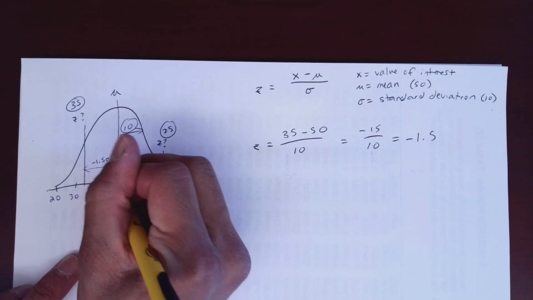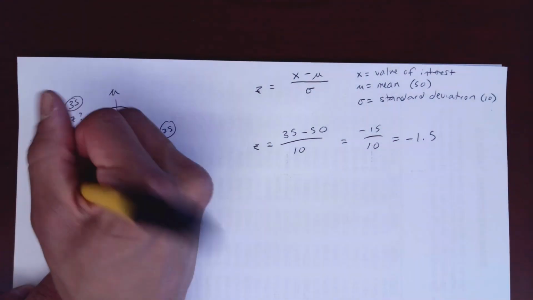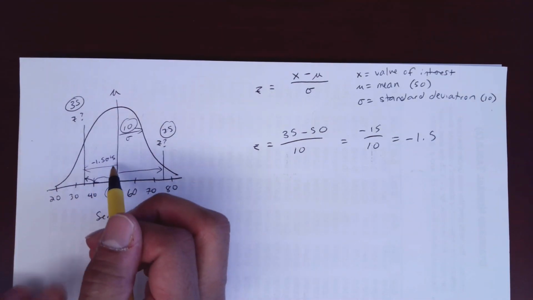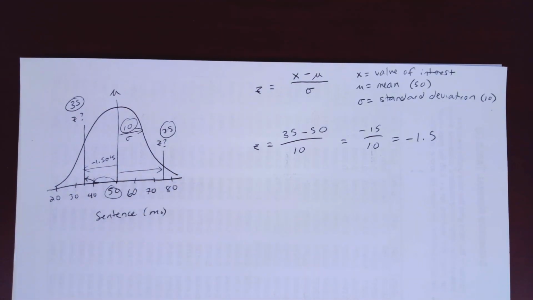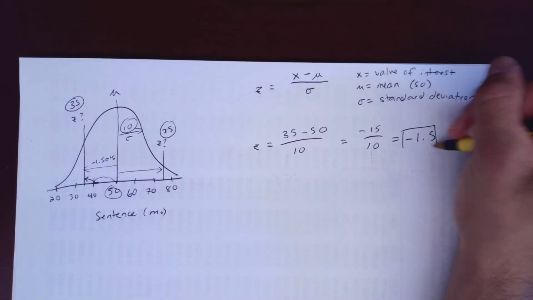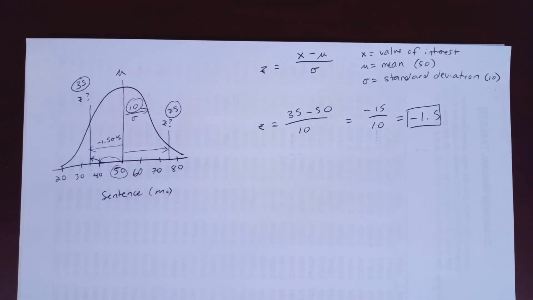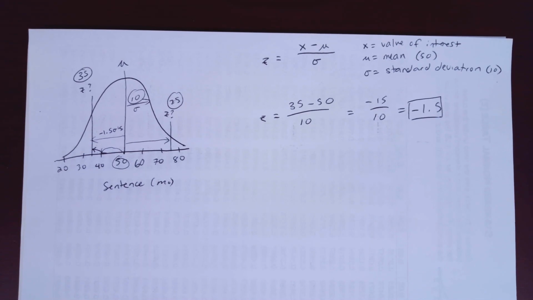So we can see we've gone out one standard deviation in a negative direction, and then, oh, look, we went halfway before we hit the line. So we are negative 1.5 standard deviations away from the mean, going in a negative direction at 35 months. So this z-score of negative 1.5, again, describes how many standard deviations we are away from the mean, and it tells us the distance and the direction.